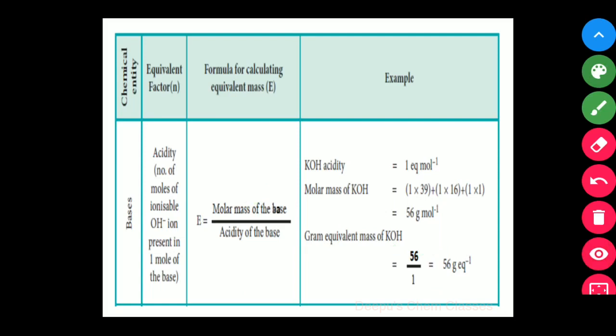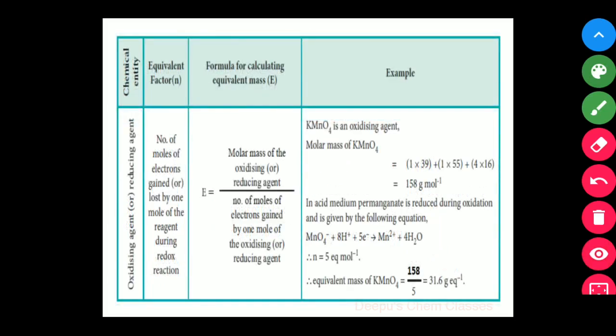Then let us see another chemical entity, either an oxidizing reagent or a reducing reagent. In the case of an oxidizing or reducing agent, we have to consider the equivalence factor, the number of moles of electrons involved in the reaction. So let us see the formula. The equivalent mass of an oxidizing or reducing agent is equal to the molar mass of the oxidizing or reducing agent divided by the number of moles of electrons actually involved in the process, either gained or lost during the process.